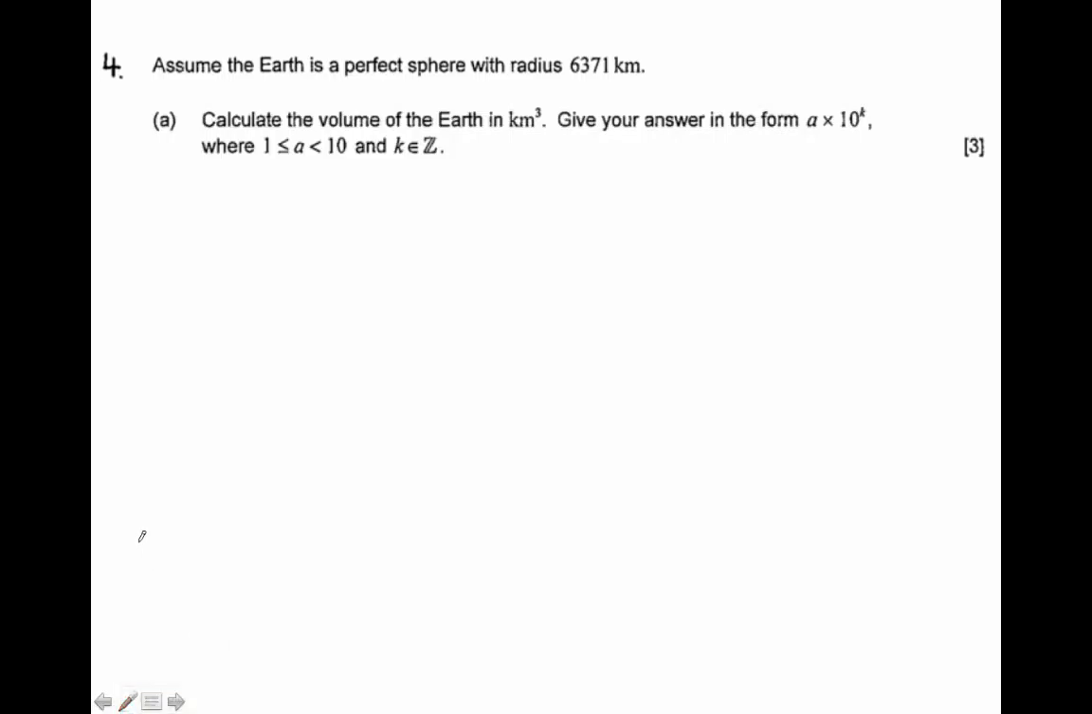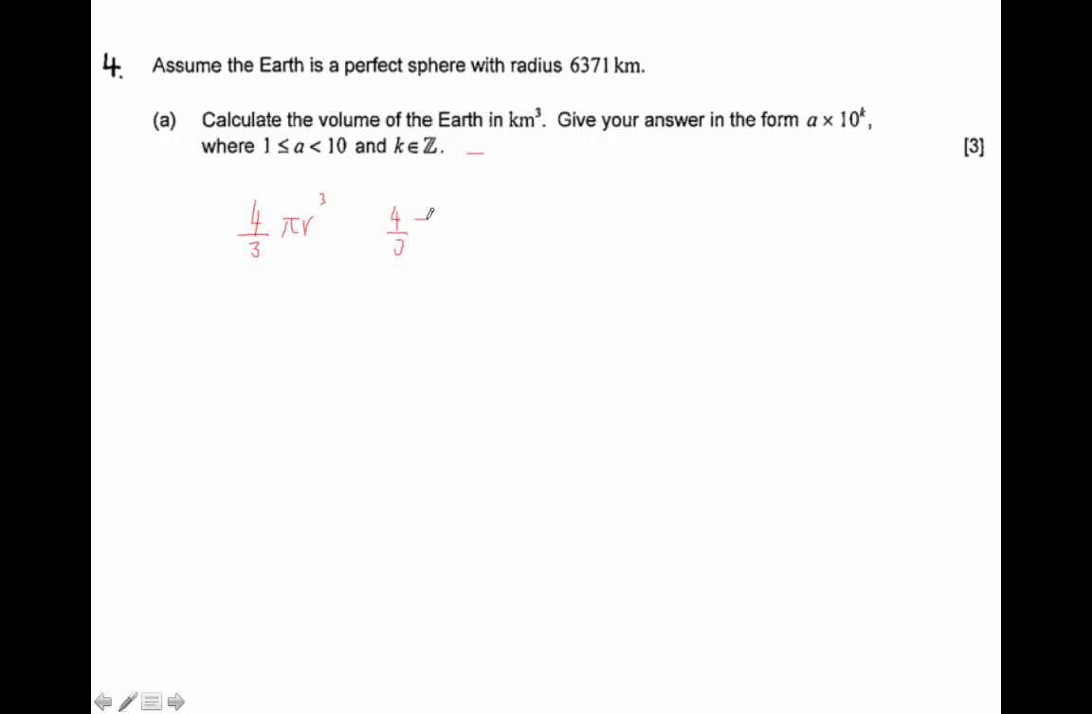In question 4, we're asked to make an assumption, which is that the Earth is a perfect sphere. It's not, but it's a good model. We're asked to calculate the volume and give the answer in standard form. So the volume of the sphere is given on your formula sheet as 4/3 pi r cubed.